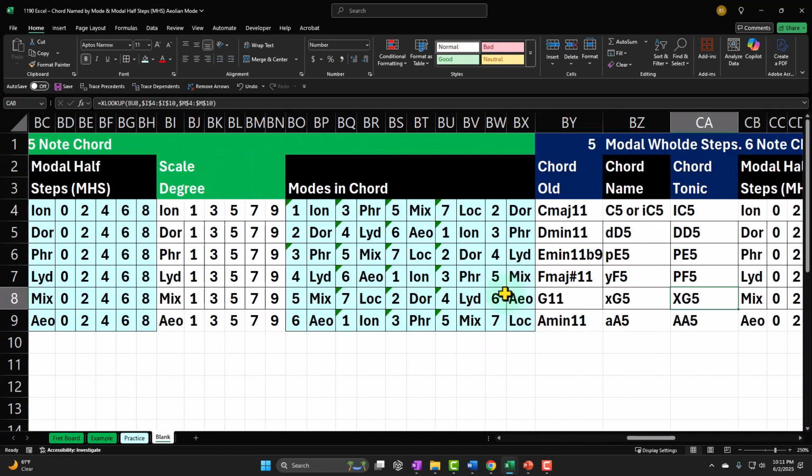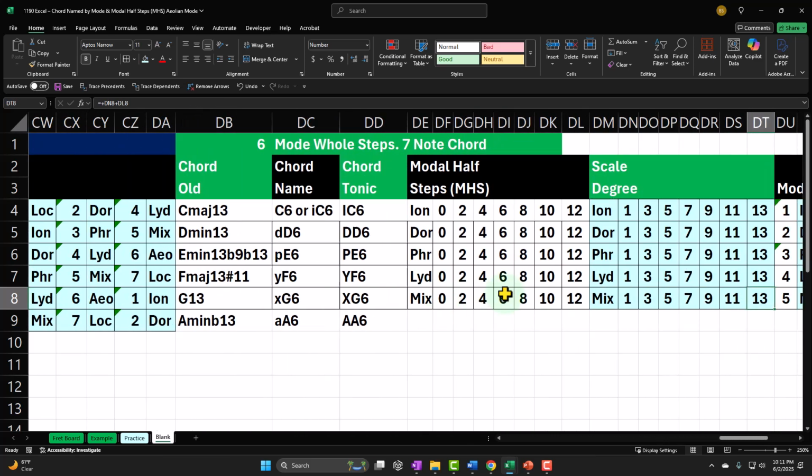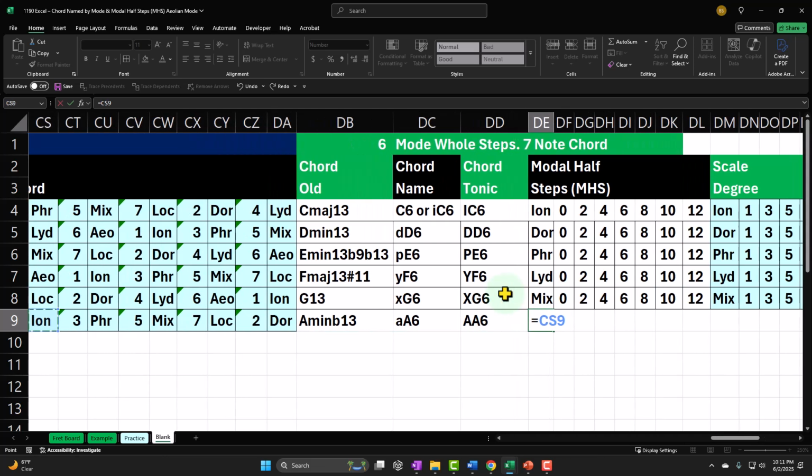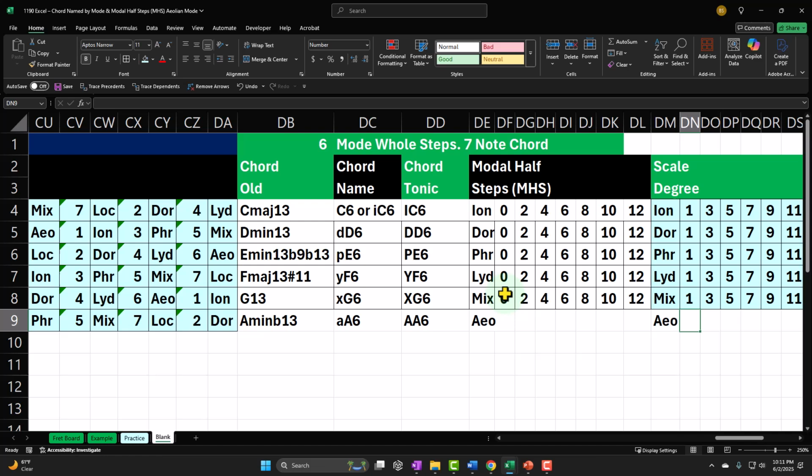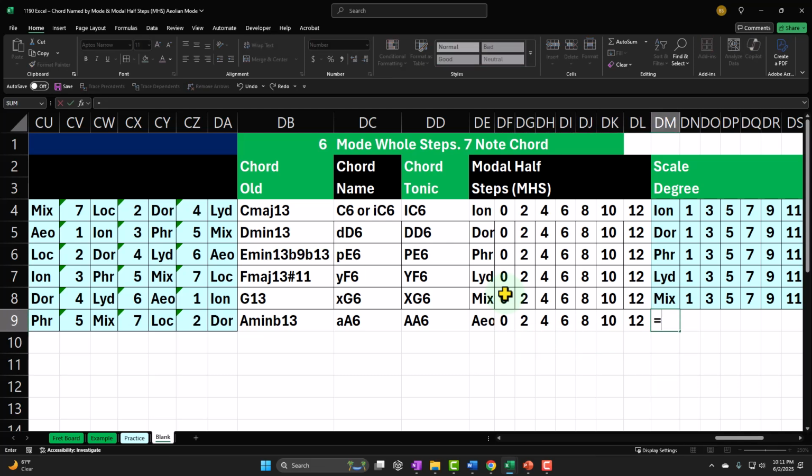Let's say we did it by just taking every other note. This would be the Aeolian. And then we start at 0, which is the 6, and we just go up by 2 modal half steps, 1 modal whole step, another 2 to get to 4, another 2 to get to 6, another 2 to get to 8, another 2 to get to 10, another 2 to get to 12. And if we convert that to a scale degree system, we would say, well, now I'm going to make it the 1, and then we just go up.